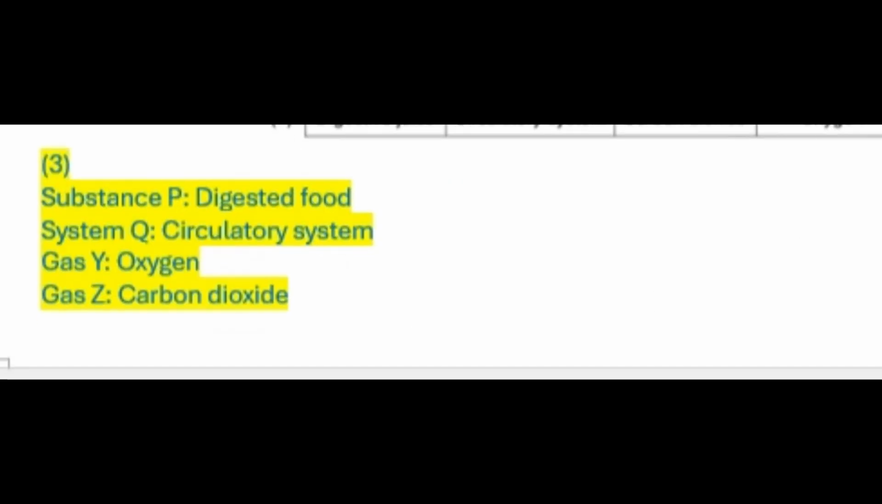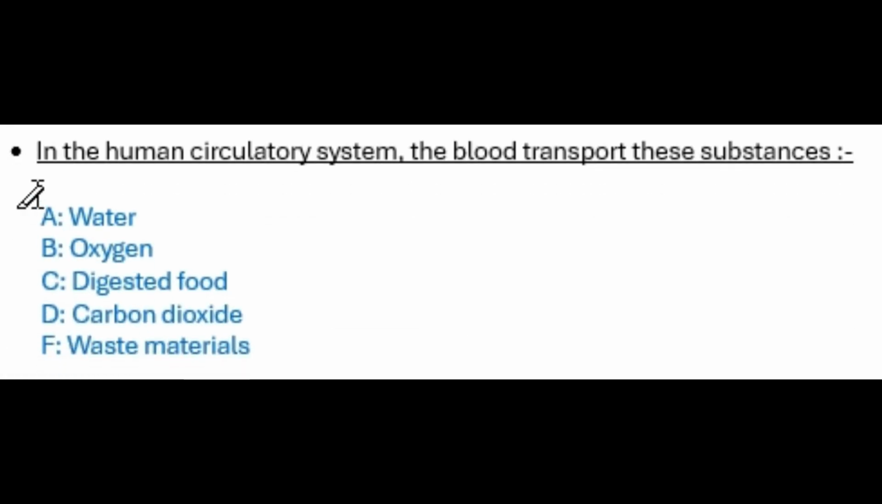In the human circulatory system, the blood transports these substances. A. Water. B. Oxygen. C. Digested food. D. Carbon dioxide. E. Waste materials.